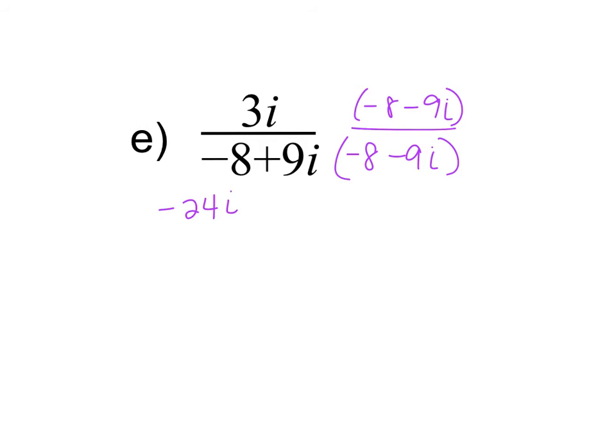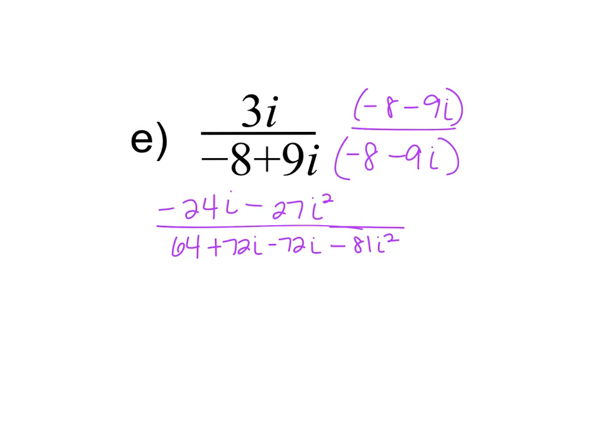-24i minus 27i squared over positive 64. -8 times -9i would be positive 72i, oh, not squared, just i. -9, that would be negative 72i. The last one would be negative 81i squared. Whew, there's a lot going on.